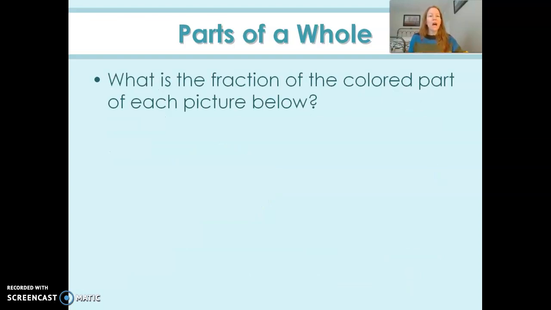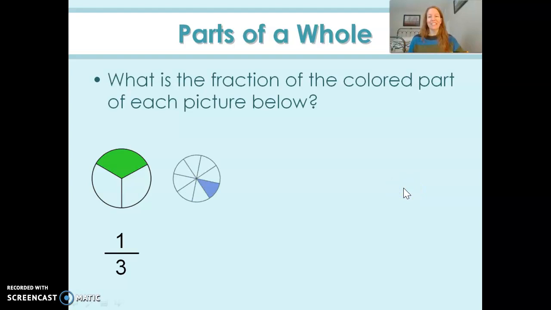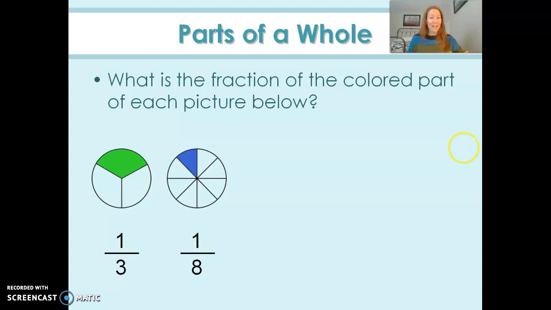What is a fraction of the colored part of each picture below? Let's take a look. What do we think this is? There's 3 parts and only 1 is colored. So did you say it's 1/3? You're right, it's 1/3. What about this one? I'll give you a second to think in your head. All right, I think it's 1/8. Let's see if we got it right. 1/8 is right.